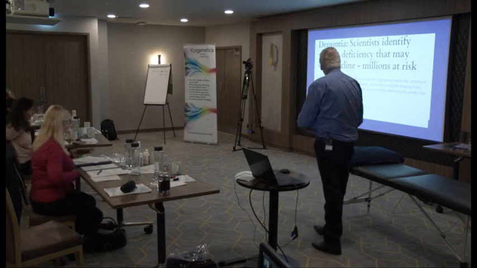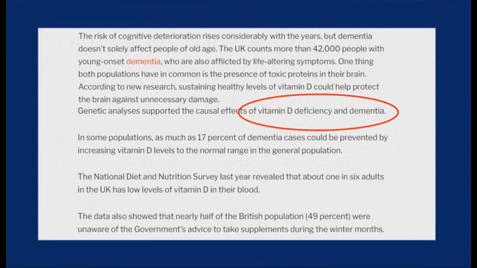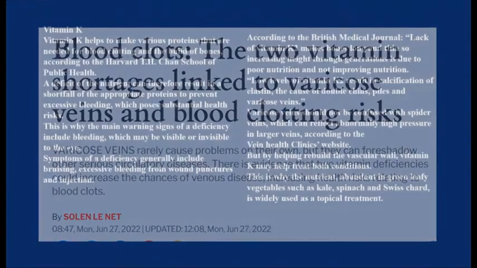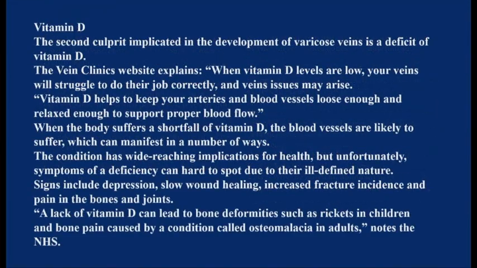Dementia scientists identify vitamin deficiency that may cause decline. That, of course, is no big thing for us. It's vitamin D, which we've emphasized in the protocol today, to always remember about vitamin D for many, many different disorders. And to avoid blood clots, of course, would be vitamin K and K2.